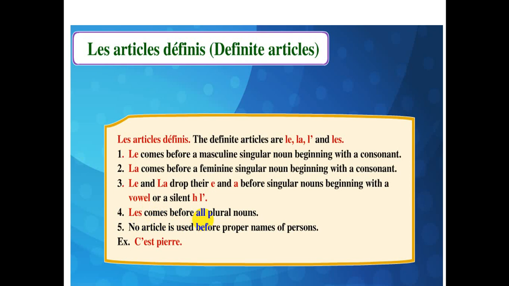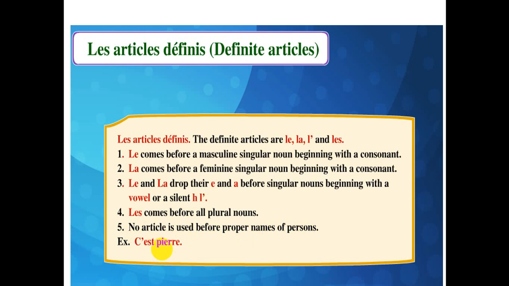Same way, gender doesn't matter whether it is masculine or feminine. The same rule we follow with the third point, l'apostrophe. Whenever you are using it with a singular noun beginning with a vowel, gender doesn't matter in that case also. The fifth point says no article is used before the proper name of a person. For example, Pierre. Pierre is the name of a person, so we are not using any article before this.